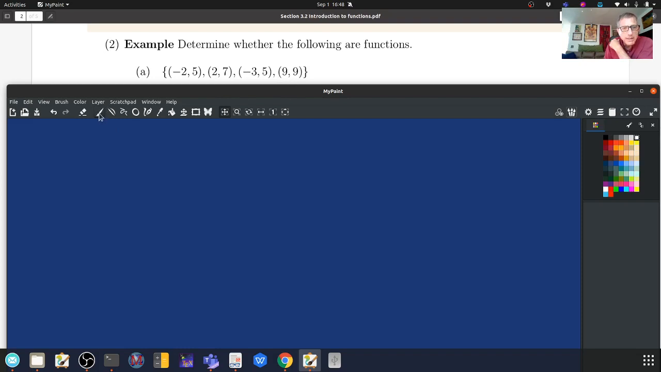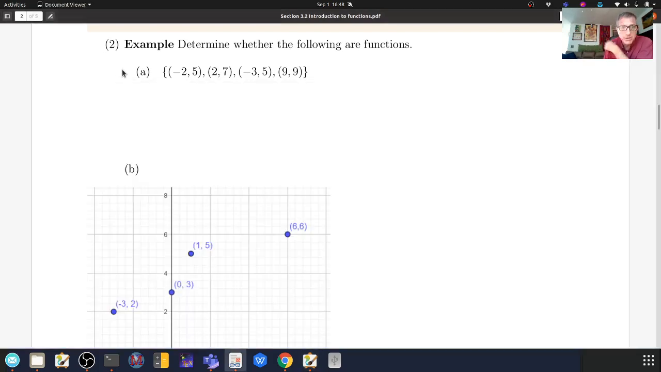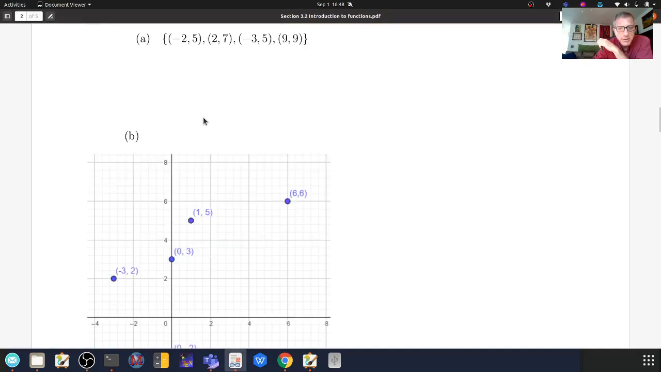So in example 2a, this is a function. We already know it's a relation. As soon as I say something's a function, I know it's a special type of a relation. But if I just give you a relation, it may not be a function. Now let's look down here and do the visual example.